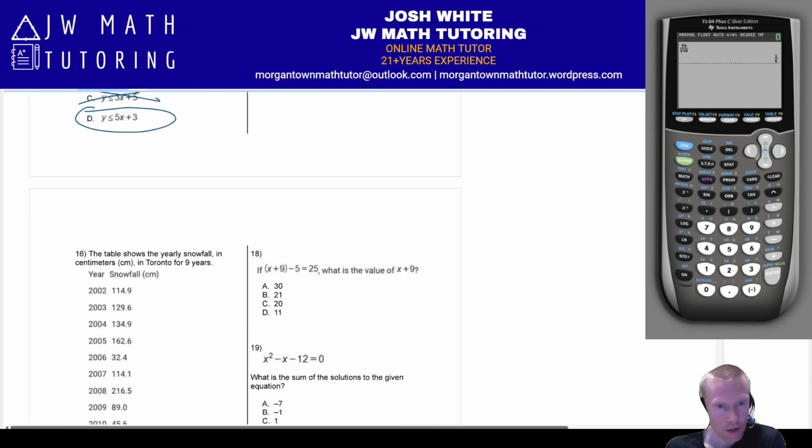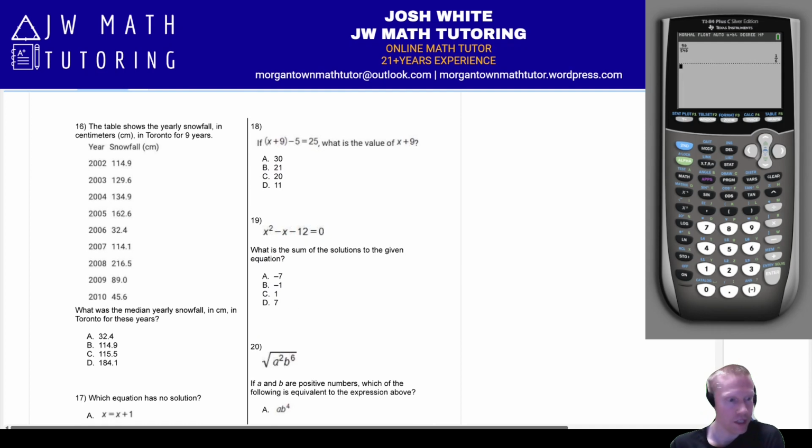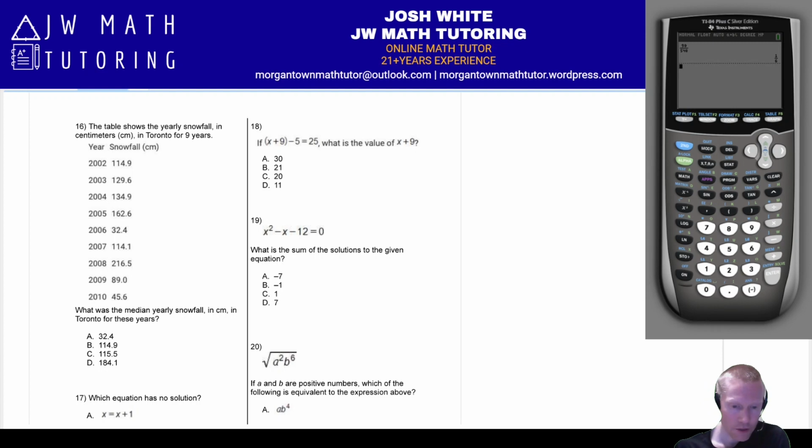All right, moving along, we have number 16 here at the top. Here is a table with a bunch of values, and they want to know what the median value is. So you could write all these out. First thing I would note is that since there's 9 years, if you divide 9 by 2, that's 4.5. And you round that up, that means the median value will be the 5th value, going from either smallest to largest or largest to smallest.